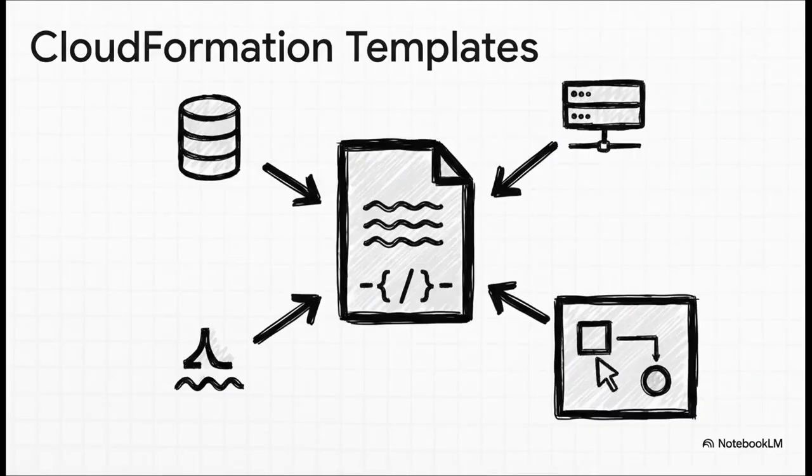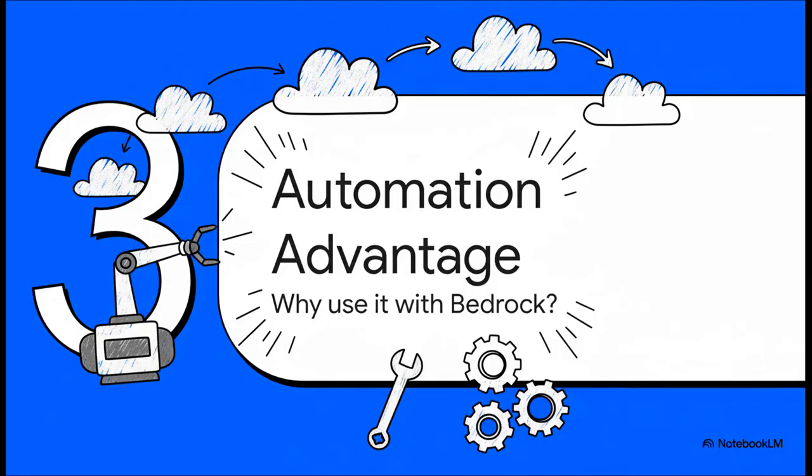Now, the heart of all this is something called a CloudFormation template. And hey, don't be intimidated by that term. We're literally just talking about a simple text file. You write it in a standard format like JSON or YAML, and in that file, you just list out every single AWS resource your app needs. And if you're just starting out, there's even a visual tool called CloudFormation Designer to help you map it all out.